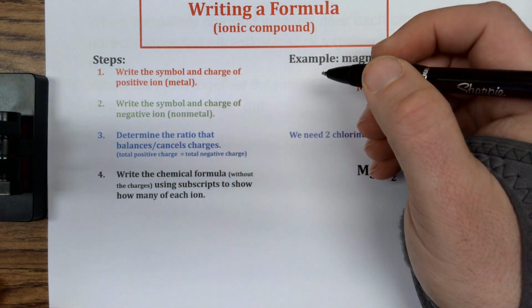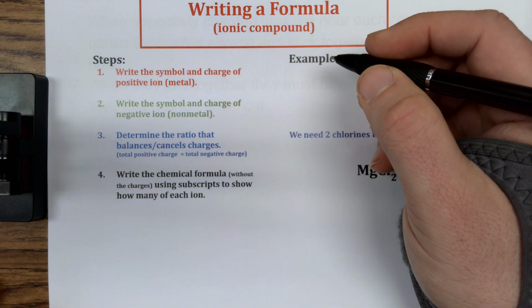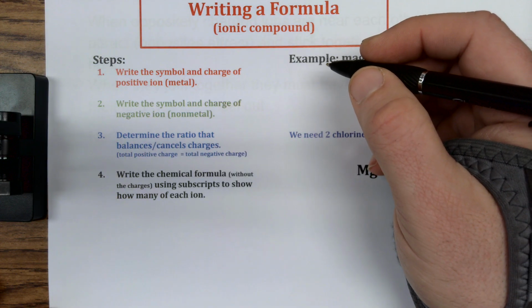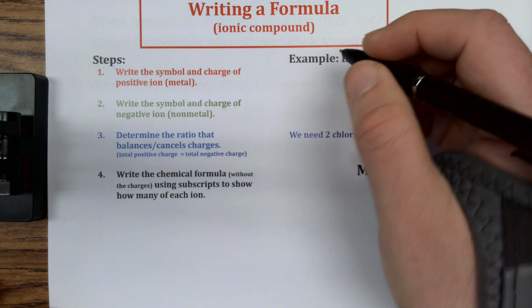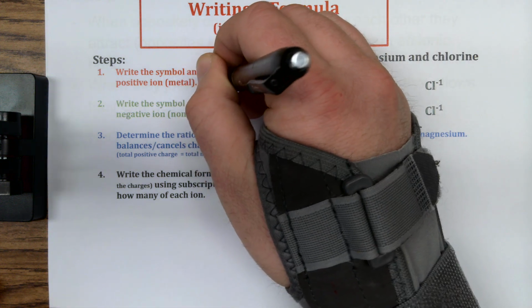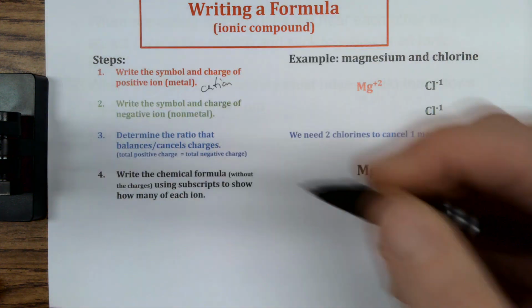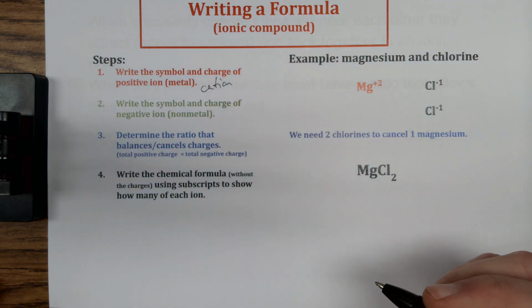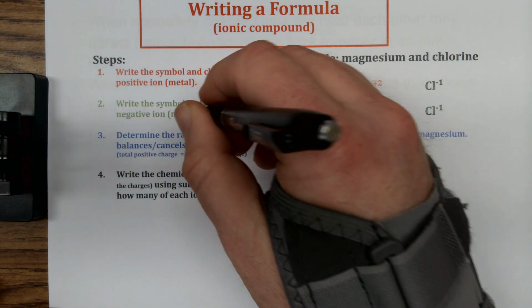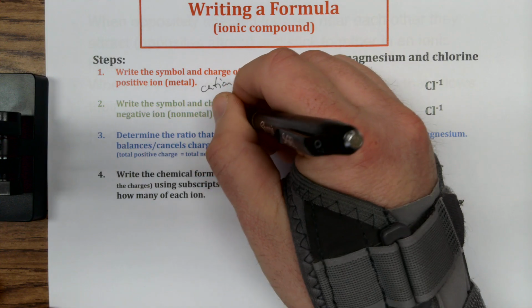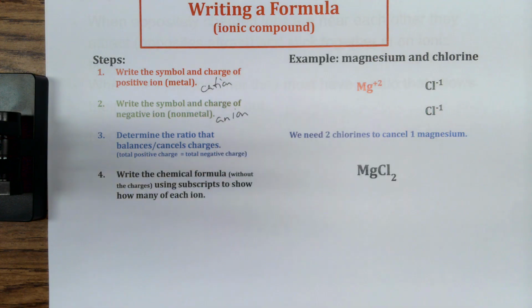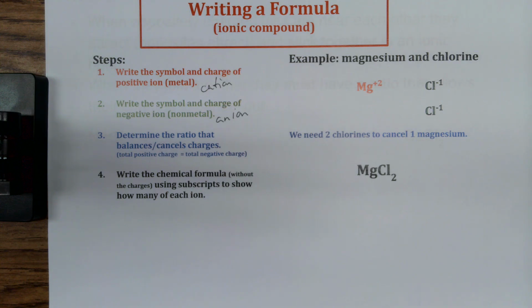the what? Say cation or anion? The metal, it's going to be cation or anion? Cation. Step 2, write the symbol and charge for the negative ion, the non-metal, or also the anion. Determine the ratio that balances and cancels out the charges. Write the chemical formula without the charges using the subscript to show how many you have of each ion.